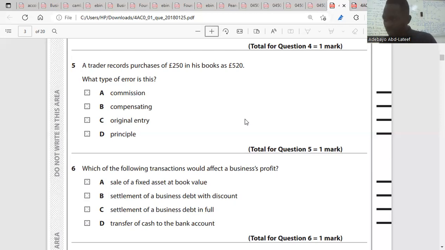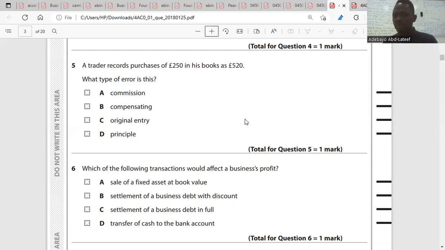Then error of principle. We're talking about error of principle. That means you mistakenly put what you're supposed to put on the debit side on the credit side, and what you're supposed to put on the credit side on the debit side. Your transaction will still balance. Is it clear, please?